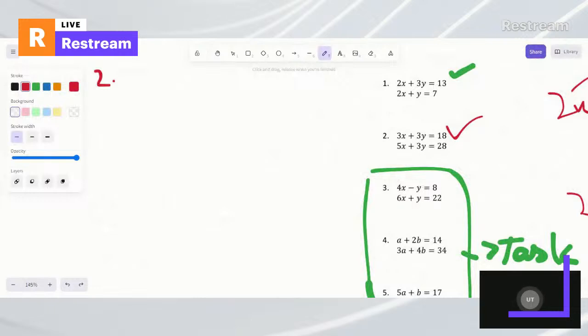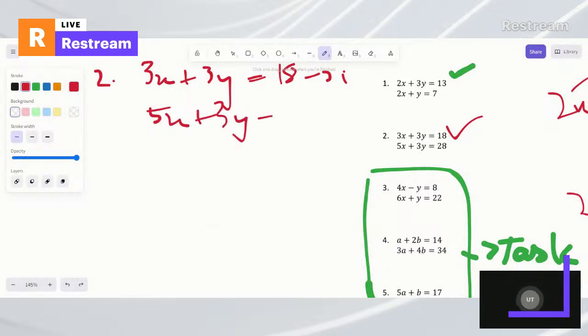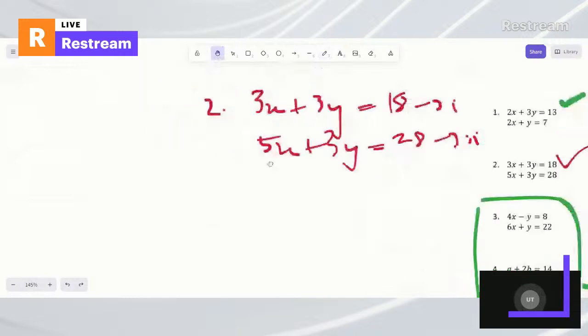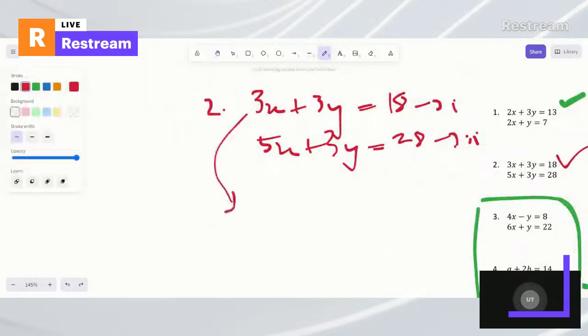All right, so question number 2, it says 3x plus 3y equals 18. So that's equation 1. All right, so equation 2 is 5x plus 3y equals 28. Now what we're going to do is make one variable the subject of any one equation. So let's take this first equation.